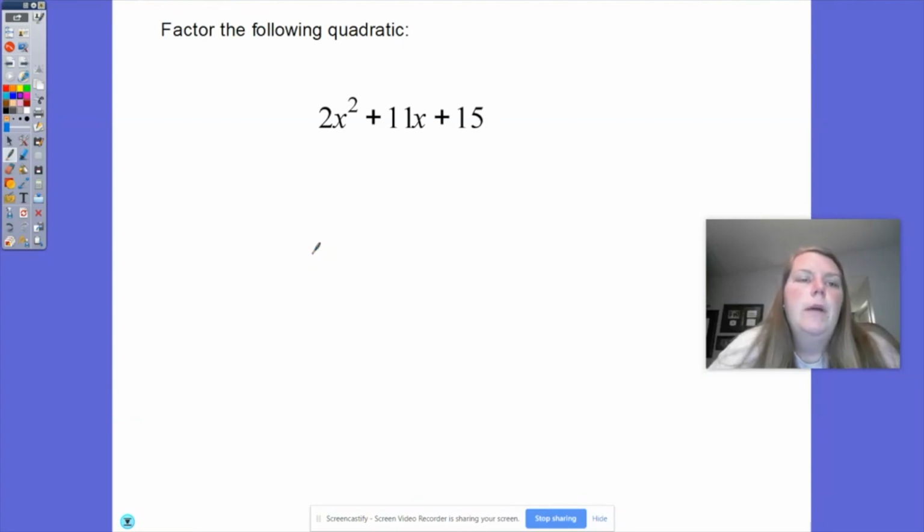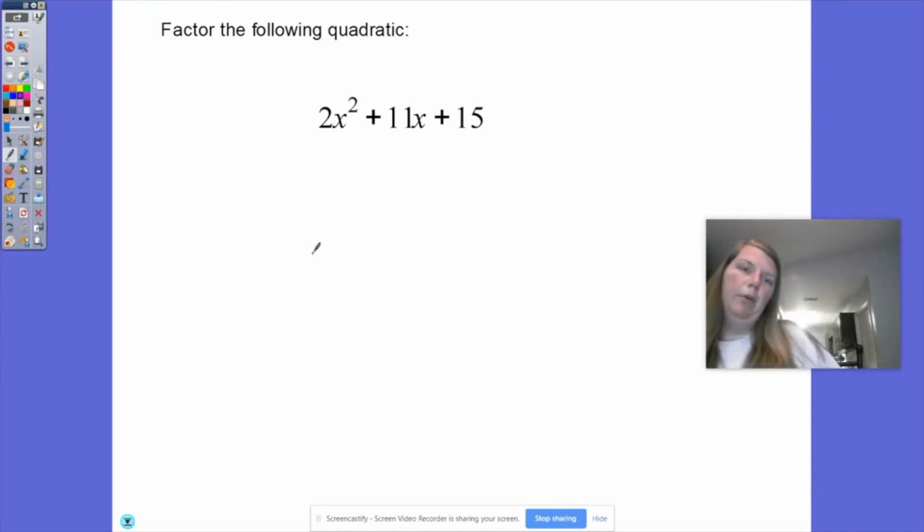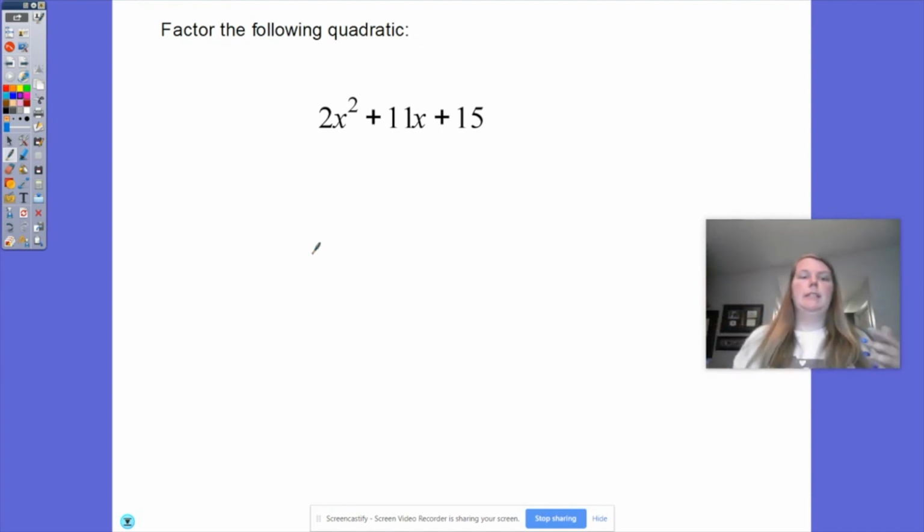Hey guys, so what I wanted to do for week 2 is review a few things before we move on to something new during week number 3. So the first thing I wanted to look at was something that we looked at before we left for spring break and this extended break, and that's factoring.